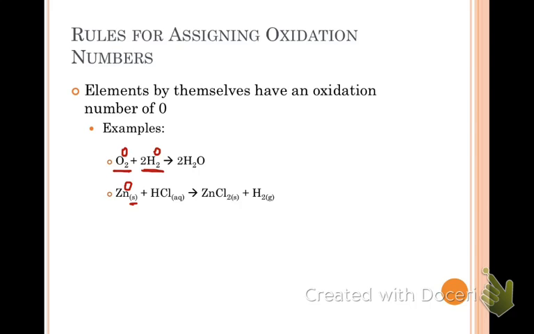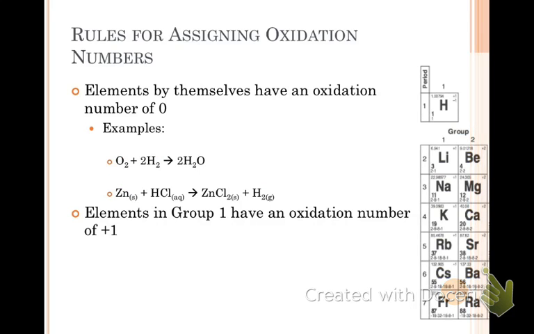And all the way on the right, we have H2 all by itself as a gas, so that is going to be 0. So again, any element by itself has an oxidation number of 0. Now we're going to deal with the other rules to figure out what those compounds could be.